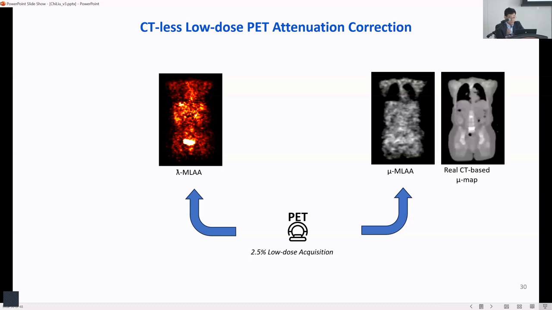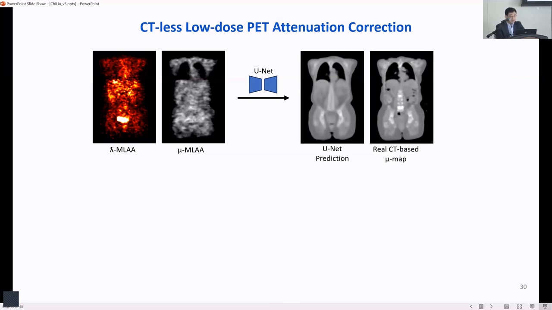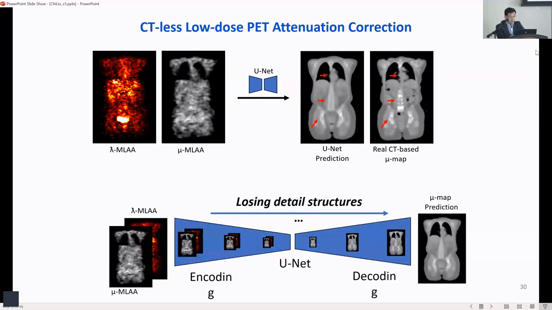So we can always use a CT-based attenuation map as a label and train a network, right? The input is both the MLAA output, activity and attenuation, and it predicts the attenuation map using the CT-based attenuation map as a label for training. But you can see that in this case, we're losing resolution because the map is based on PET images with worse resolution. Some of the fine details from CT can never be recovered, likely because the network has downsampling and upsampling, so we have resolution loss through this process.